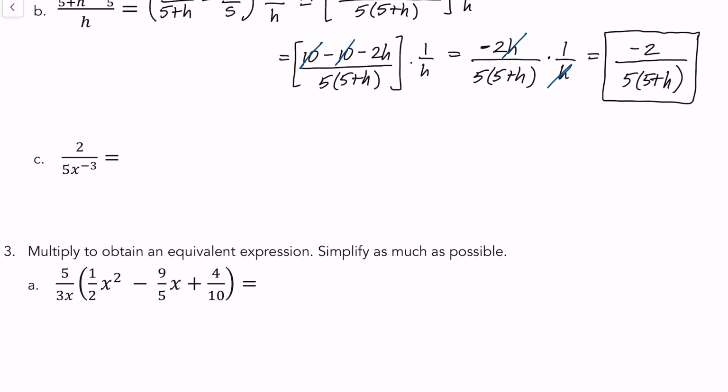So this is going to become 2 divided by 5, and our x has a negative exponent, so that means that it should not go in the denominator, and it should go in the numerator. So this is going to be x cubed. Okay, and that is our solution.